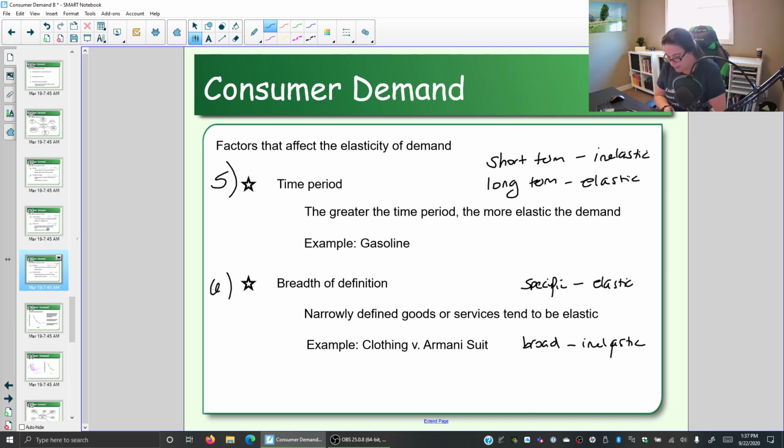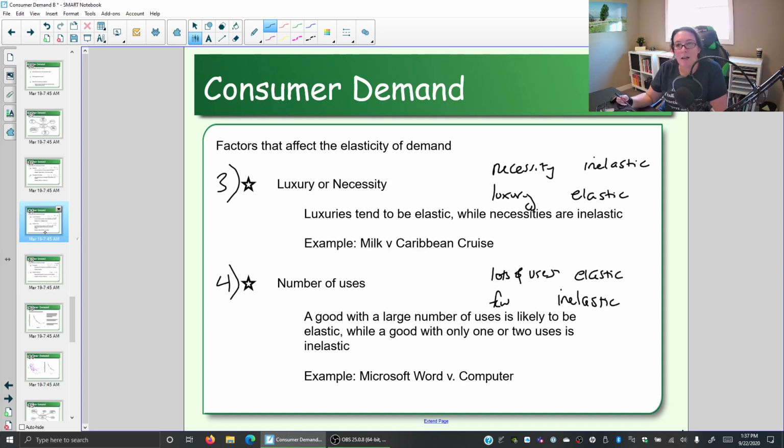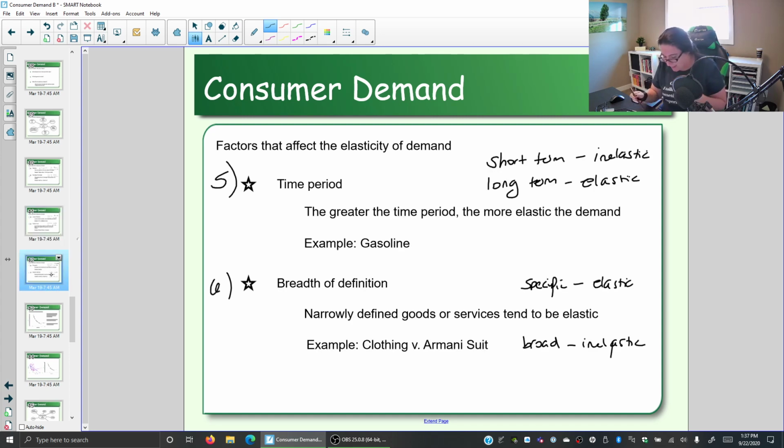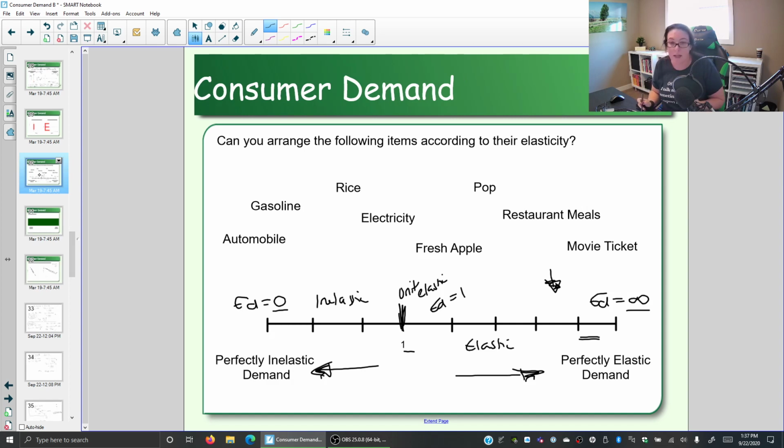So we can start to see how these different determinants start to all impact, because it's a necessity. We need food to live. It's broadly defined, okay? So these things are making it more and more inelastic. So it's the combination of these 6 factors that can decide where an item is on the continuum. Some of the determinants push it one way, some of the determinants push it another way, which is why we can take products and we can put them in order from inelastic to elastic on this continuum.